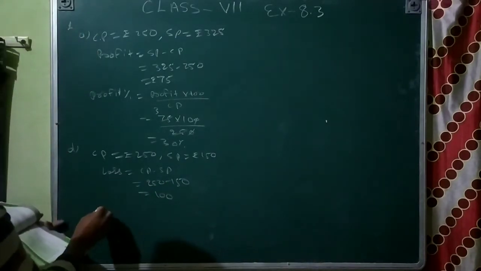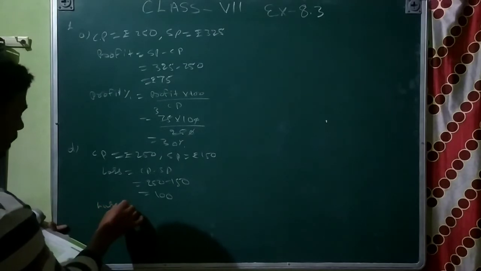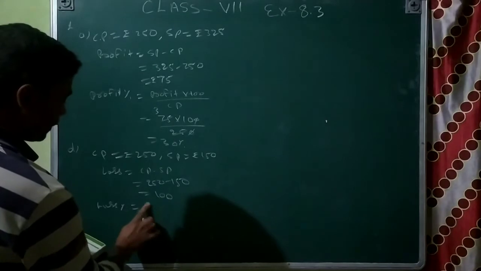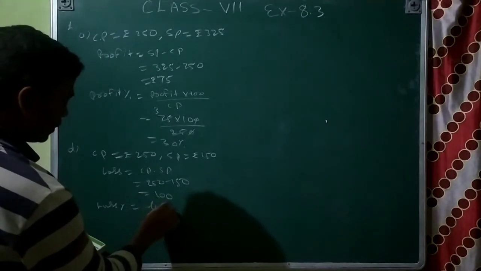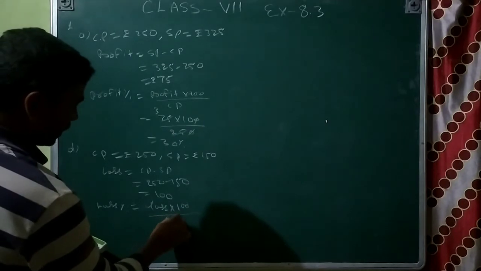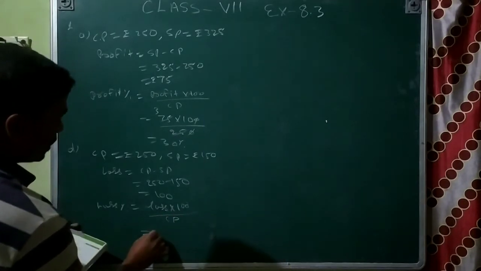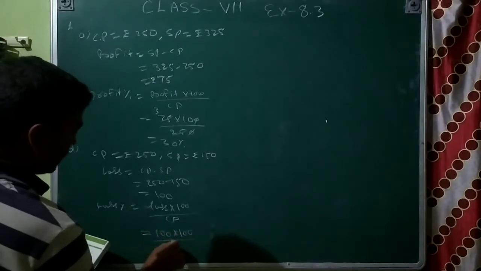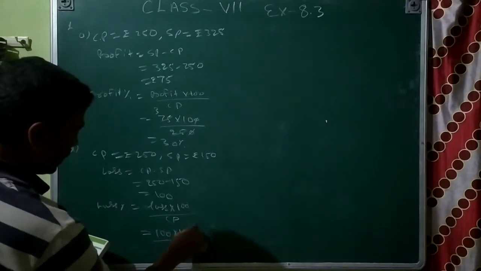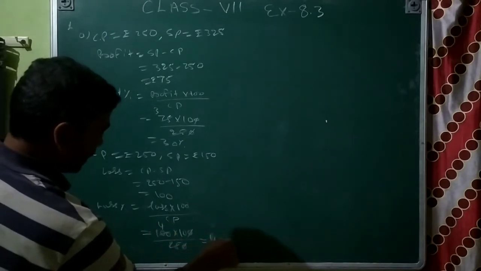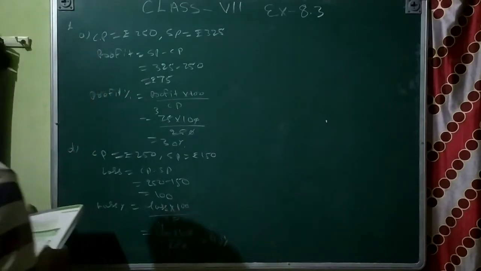And then loss percent, the same formula will become loss multiplied by 100 upon CP. So loss is 100 into 100 upon CP, which is 250, that is 2 fours are 40. So that is a 40% loss he has got.